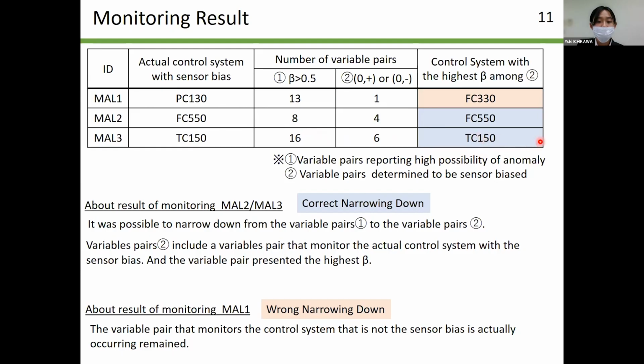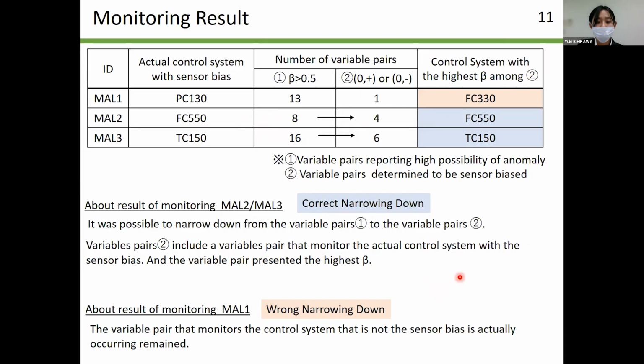In the monitoring of malfunction 2 and 3, it was possible to narrow down from the variable pairs that reported a high possibility of anomaly to those that may be sensor biased. The narrowed variable pairs include a variable pair that monitors the actual control system with sensor bias, and the variable pair presented the highest beta. Correct narrowing down was done for malfunction 2 and 3.